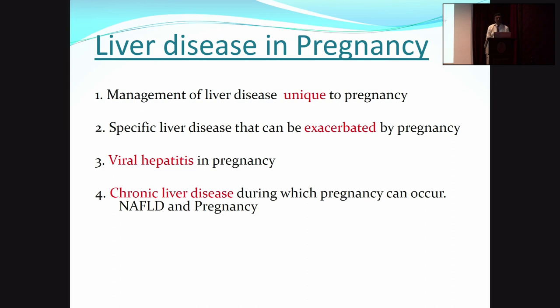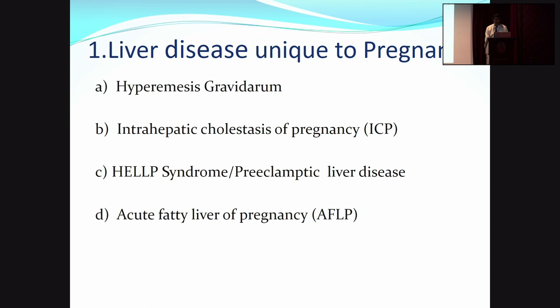In my topic, I'm going to focus on four main areas. The most important area is the management of liver disease unique to pregnancy. That means there are certain medical conditions that happen only in pregnancy, and the obstetrician alone can't manage these, so the medical people should help them. Conditions like hyperemesis gravidarum, intrahepatic cholestasis of pregnancy, HELLP syndrome or preeclamptic liver disease, and acute fatty liver disease of pregnancy, these four conditions are unique to pregnancy.